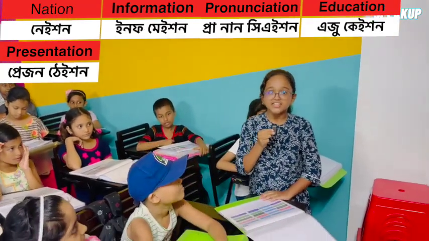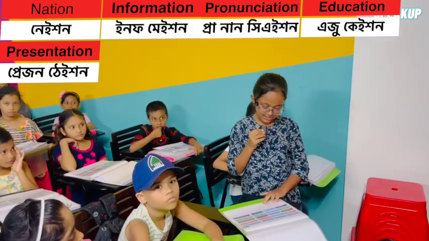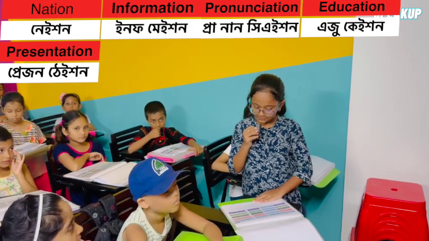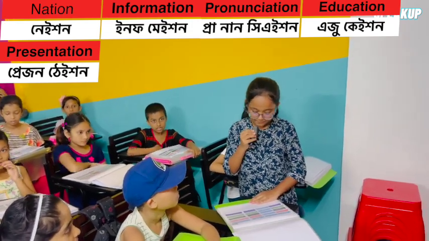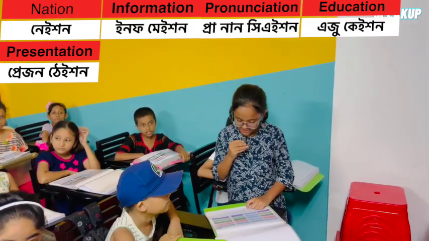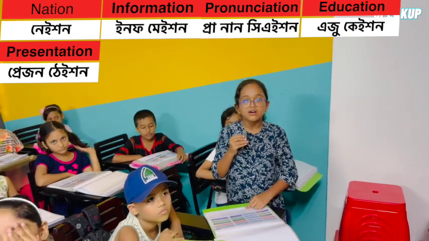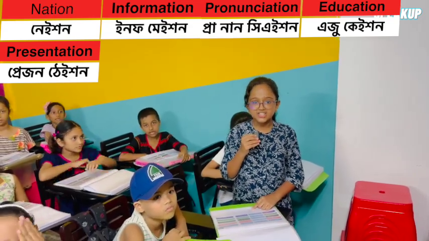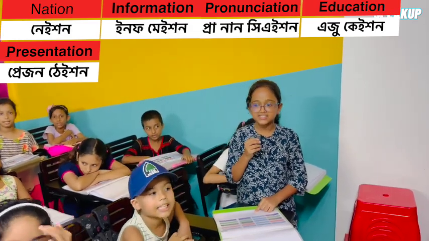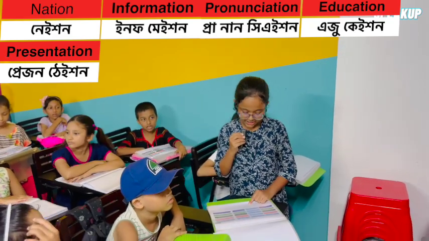Nation. History is the life of nation. Information. We don't always get timely information. Pronunciation. Check your pronunciation. Not pronunciation. It will be pronunciation. Next. Education. All people need education.